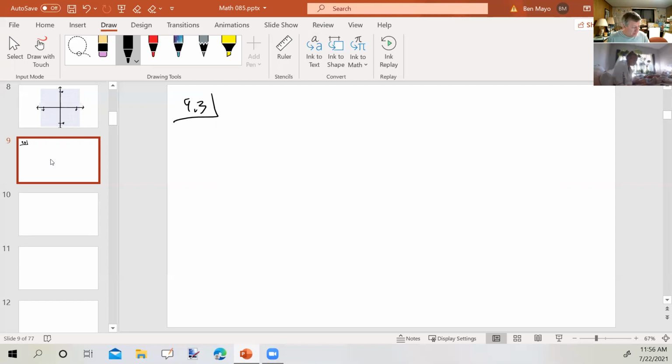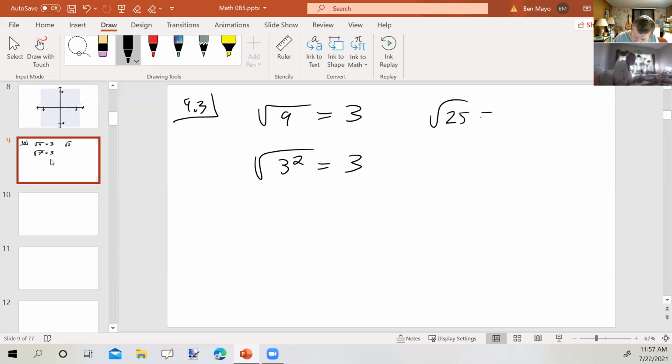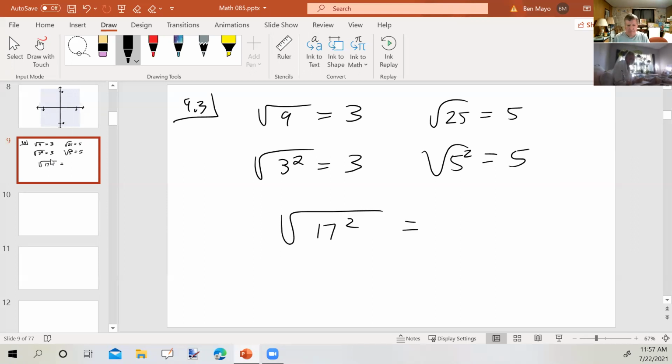Okay, so consider this. The square root of 9 is 3. The square root of 3 squared is 3. The square root of 25 is 5. The square root of 5 squared is 5. So what's the square root of 17 squared? Anybody? 17. Bingo! You got it. The rest of you, do you get it? But you're just the quiet, silent, or strong, silent type.